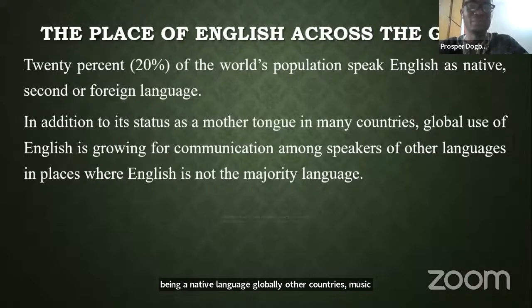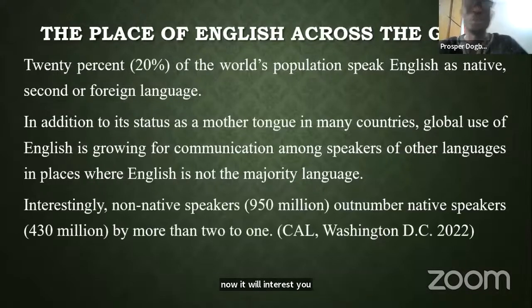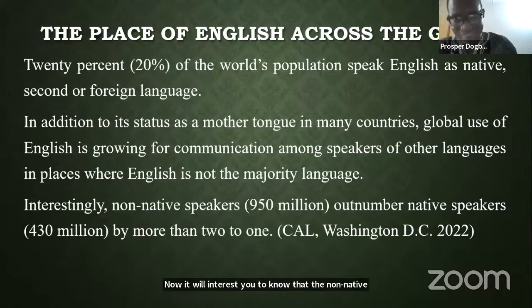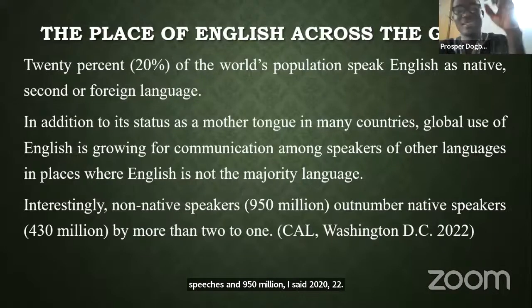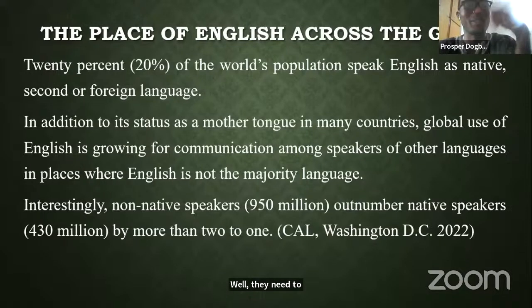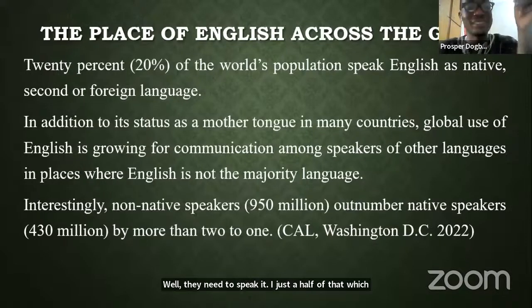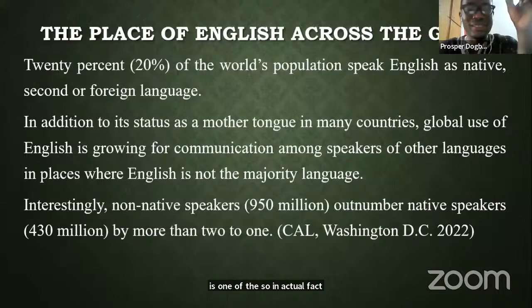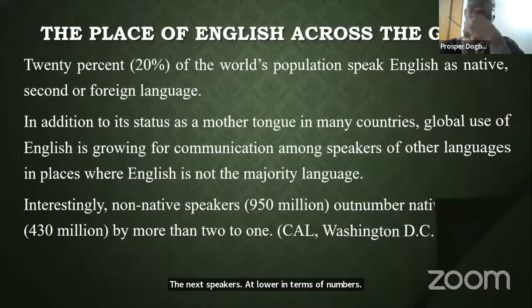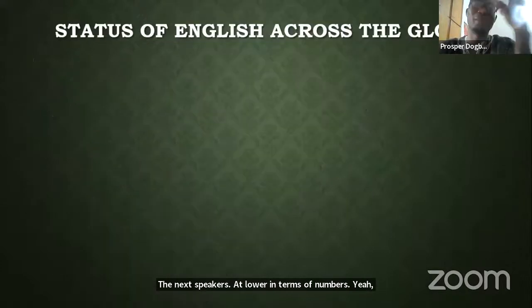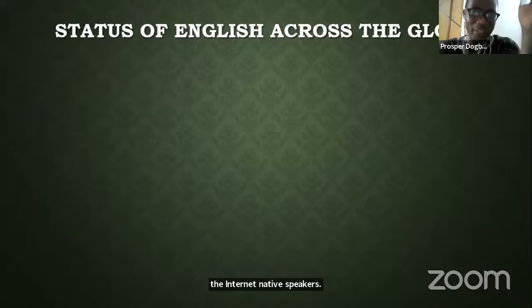Now, it will interest you to know that the non-native speakers are 950 million as at 2022, while the native speakers are just about half of that, which is 430 million. So in actual fact, the native speakers are lower in terms of numbers than the non-native speakers. And that is the nature or the scope of English across the globe.